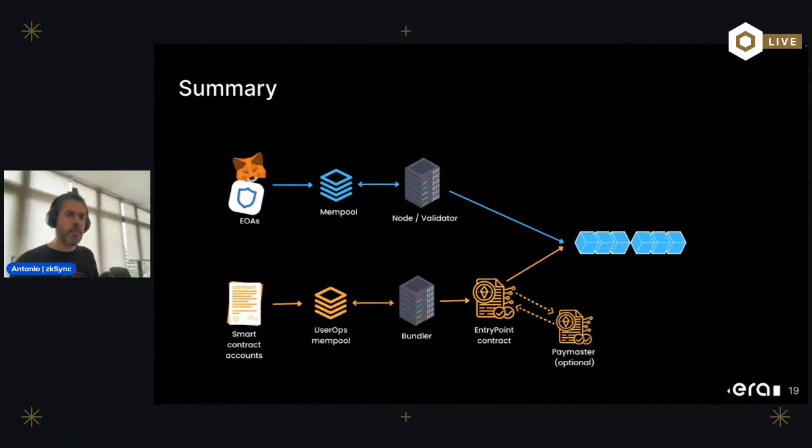And you can see it here. On the top, we have a typical transaction flow for externally owned accounts. They send transactions to the mempool, and then we have the nodes and validators validating them and putting them into blocks. And then in the bottom, we have new smart contract accounts. They are sending these user operations to this totally different mempool, and then bundlers collecting them, bundling them together, and sending them to the entry point contract. So we have two different transaction flows, one for EOA and one for smart contract accounts.